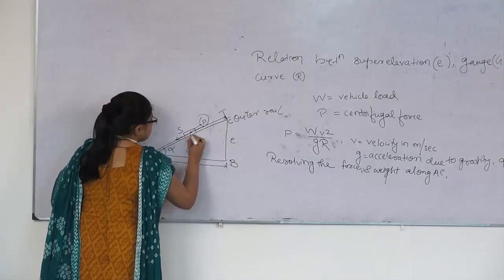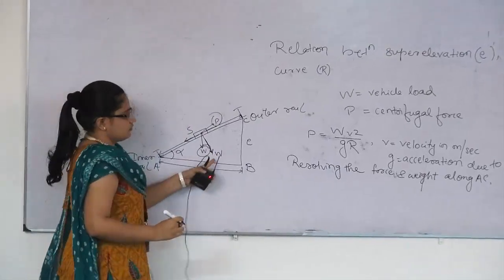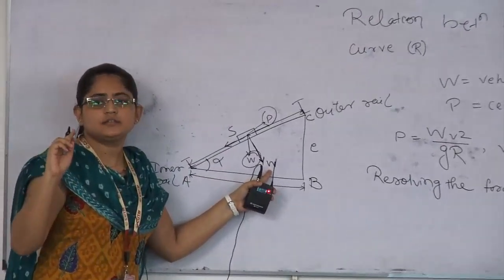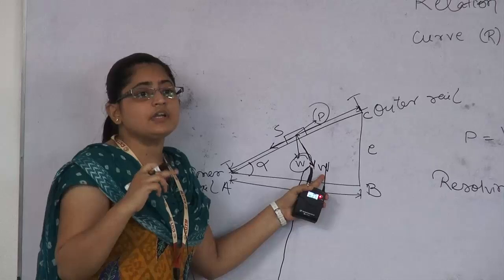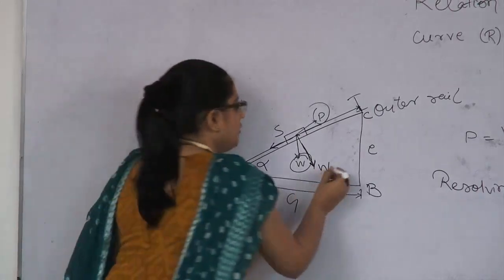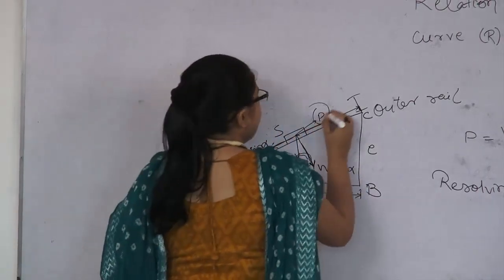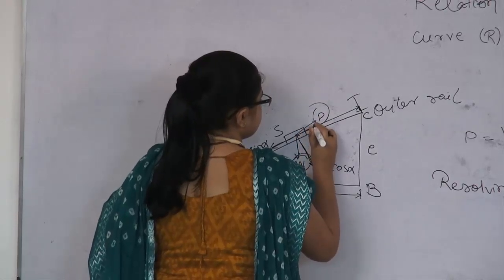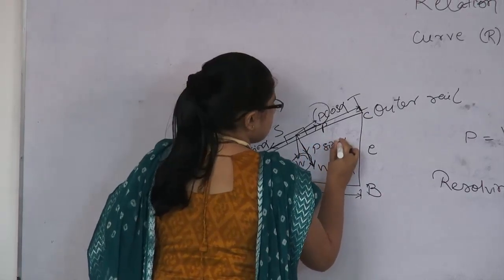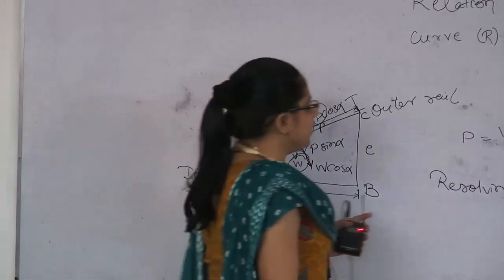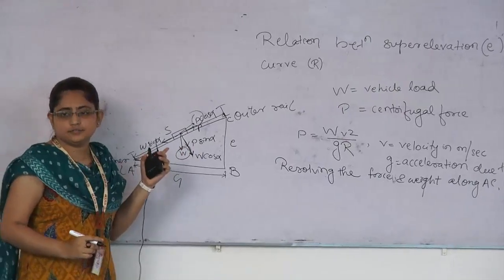So here somewhere? Yes or no? So what is this component? W cos alpha. This one? Then here P. What is P? Clear? Now what will be the equation we will be getting by resolving the force and weight along the AC? What will be the equation you will be getting?